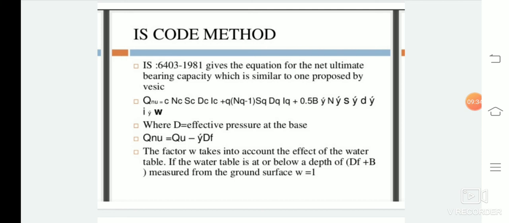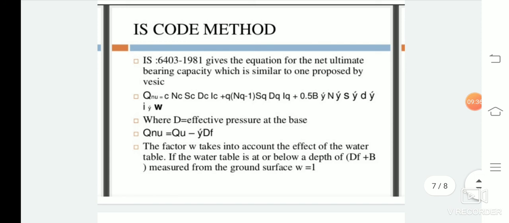For the square footing, the value of sc will be 1.2, sq will be 1.2 as well, and s gamma will be 0.8. And lastly, for the circle, the shape factors sc and sq will both be 1.3 and s gamma will be 0.6. These are the values of the shape factors.